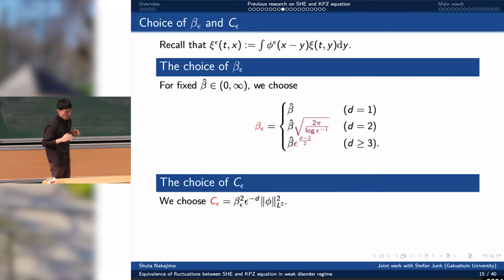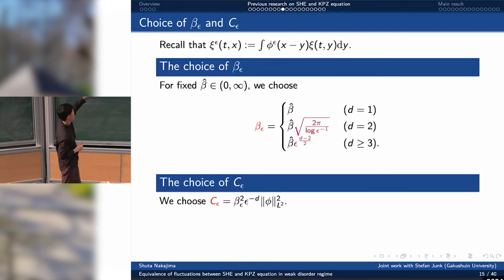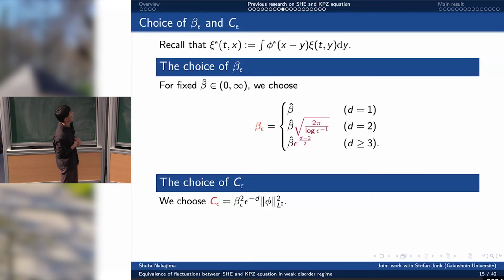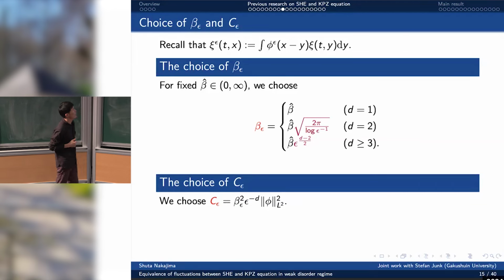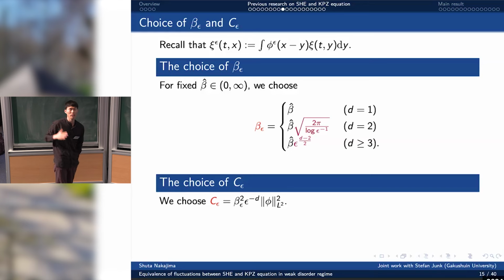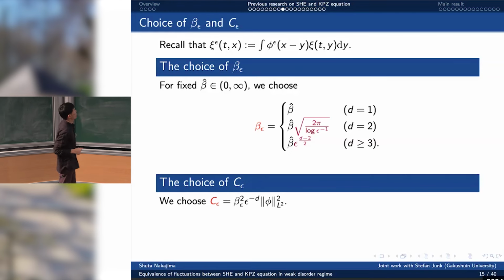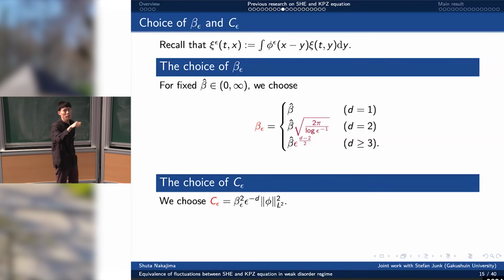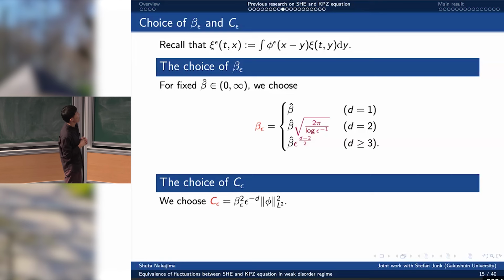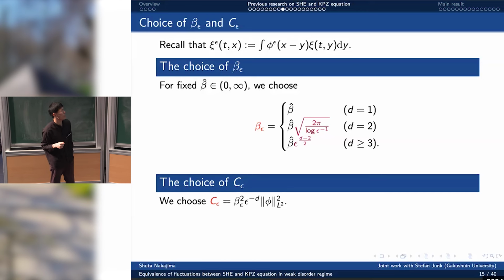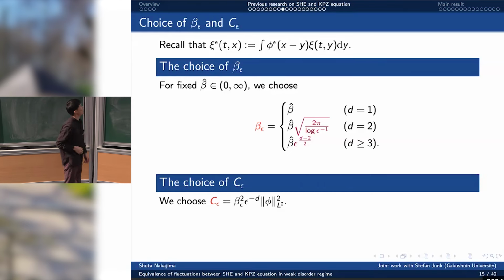In this talk, we will choose beta epsilon and C epsilon by the following rules. C epsilon is defined by this. And for fixed beta hat, beta epsilon is defined by this. If the dimension is 1, then beta epsilon is just a constant. But if the dimension is 2, then we have to put log epsilon inverse like that, so it converges to 0. And if the dimension is 3 and higher, then we have to put epsilon to the (d minus 2)/2 power. In this case, beta epsilon goes to 0 polynomially. And finally, we take C epsilon like this.